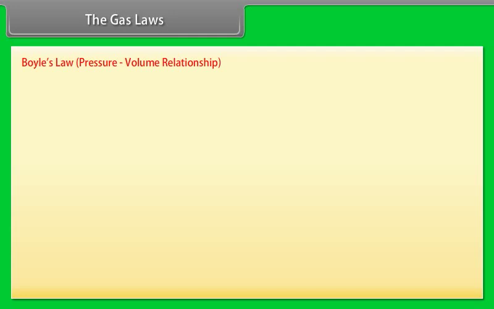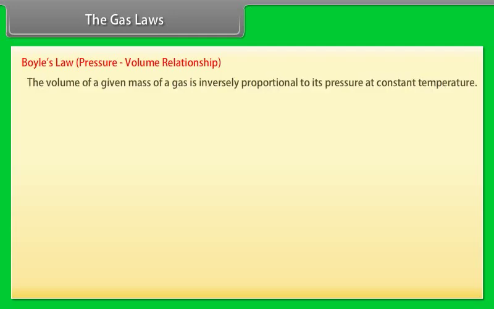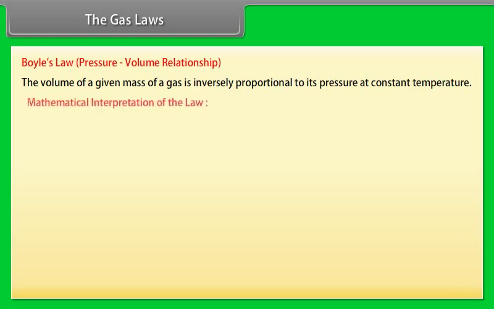The gas laws. Boyle's law, the pressure-volume relationship. The volume of a given mass of a gas is inversely proportional to its pressure at constant temperature. Mathematical interpretation of the law: volume is inversely proportional to pressure at constant temperature and mass.